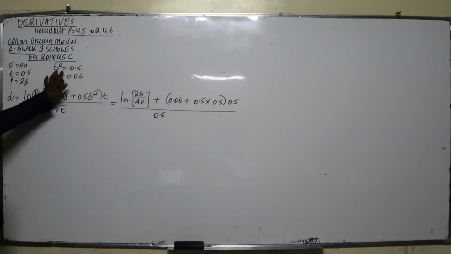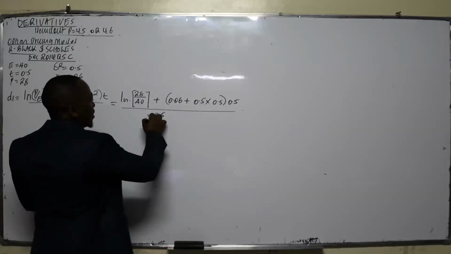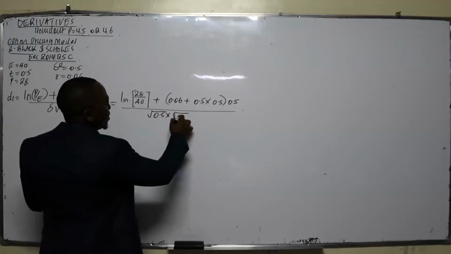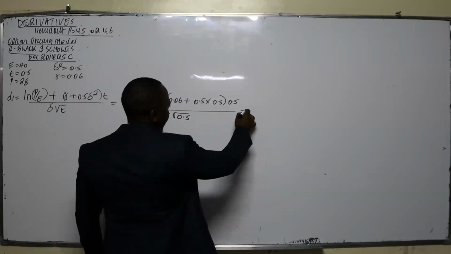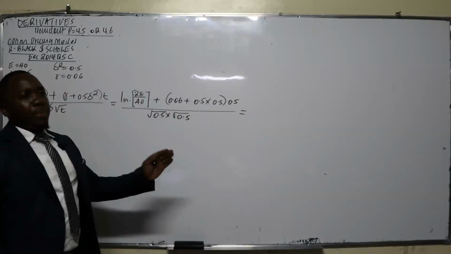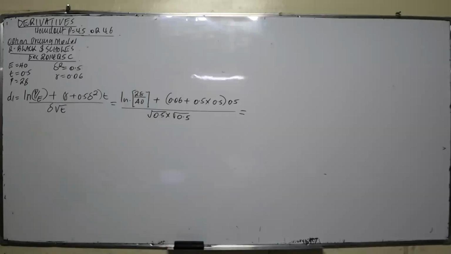Now this was the variance, so to get the standard deviation you take the square root, times the square root of T. How much was T? 0.5. I repeat again: apply it and give me your answer to 2 decimal places.